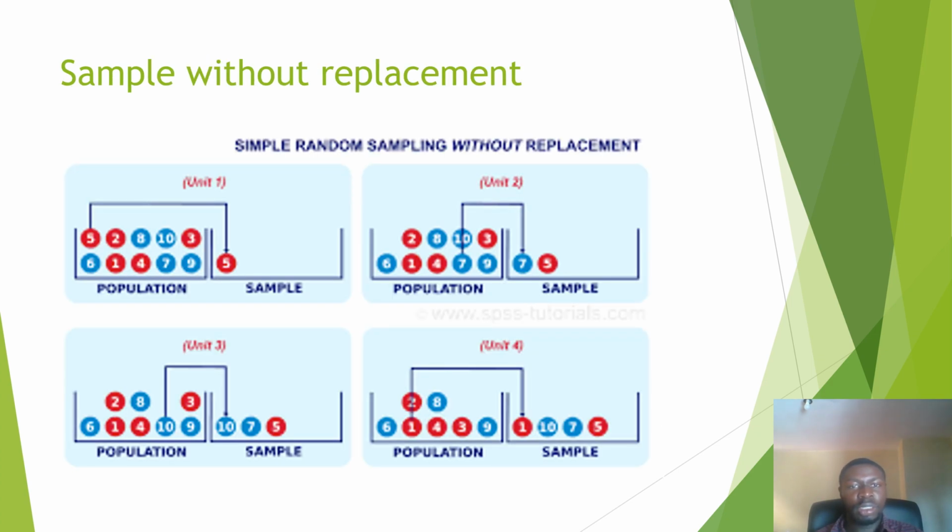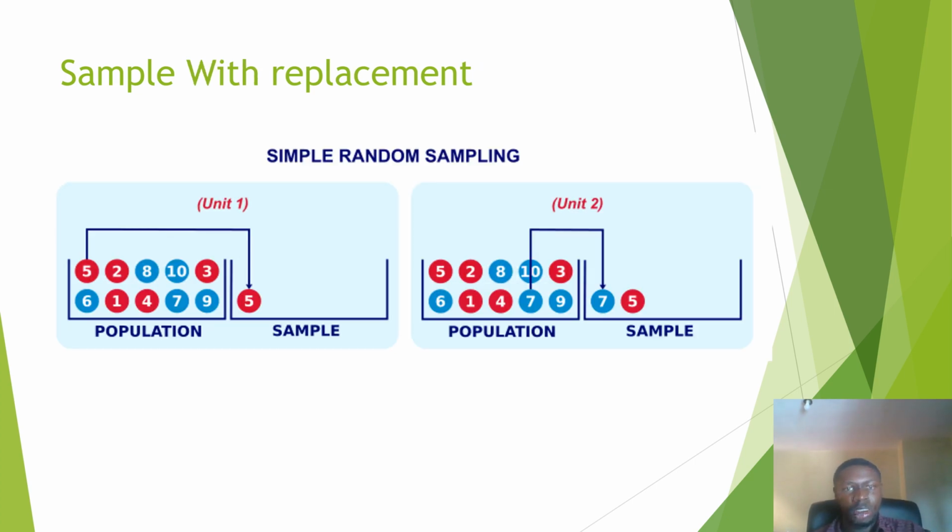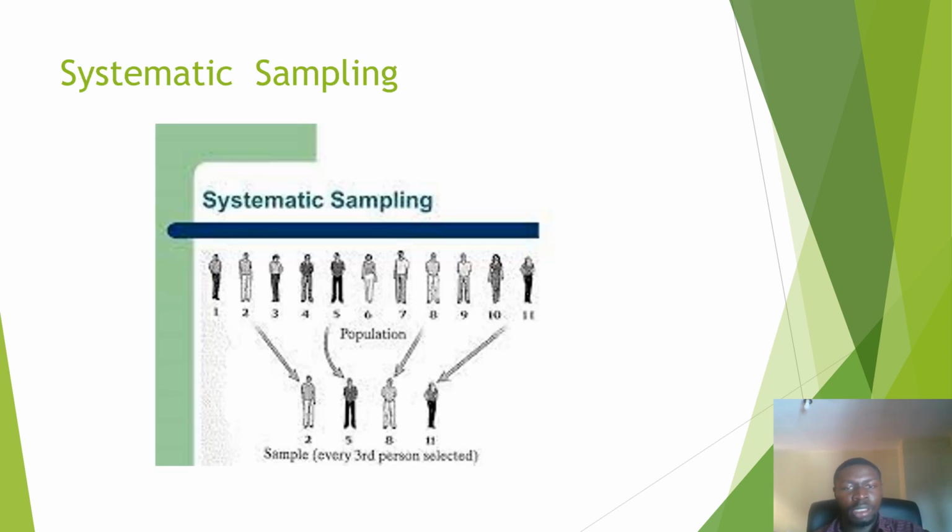So first of all, this is sampling without replacement. Looking at unit 3 and unit 4, we see that after picking 10, it was not replaced, and it does not have any chance to be picked back. We picked 7 out of this population. This is the population, this is the sampling. Taking out 7 does not give 7 the chance to be picked again. And the last one is sampling with replacement. We see that we have a chance of picking 5, even though we took out 5, and the same thing with 7 too. So we are replacing it.